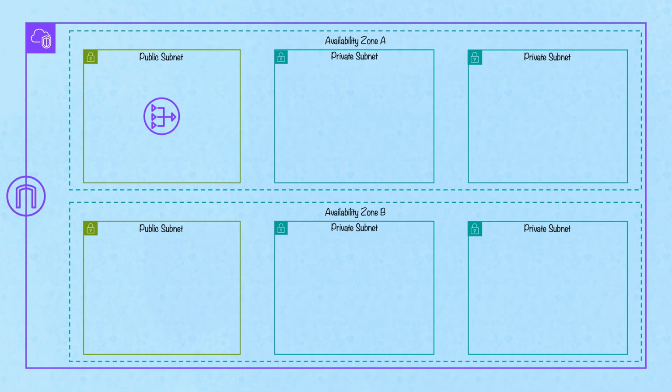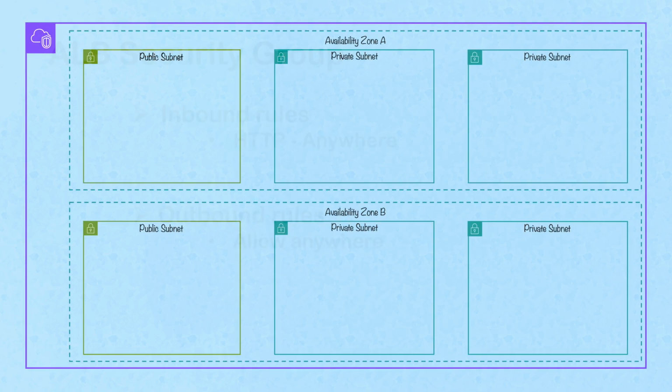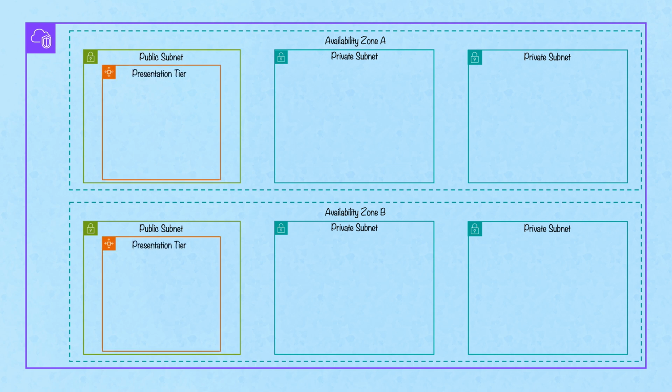With our VPC established, we'll begin provisioning EC2 instances. Before launching instances, we'll create a security group for the application load balancer, allowing inbound HTTP traffic from any source and outbound traffic to all destinations. We'll launch a total of four EC2 instances: two for the presentation tier in the public subnets and two for the application tier in private subnets.